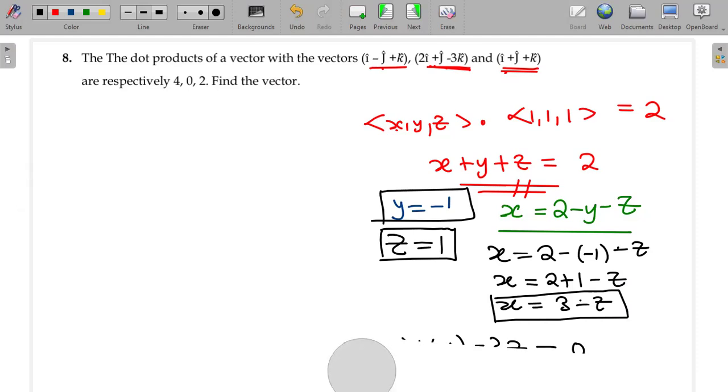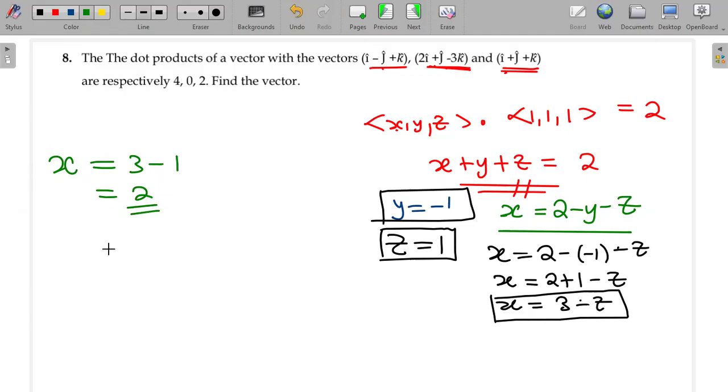Okay, so let's find our x. So x will be equal to 3 minus the z, which is 1. So x is equal to 2. Okay, so here they're saying find the vector. Remember the vector was xi plus yj plus zk, right? So this will be x, which is 2, so that will be 2i.